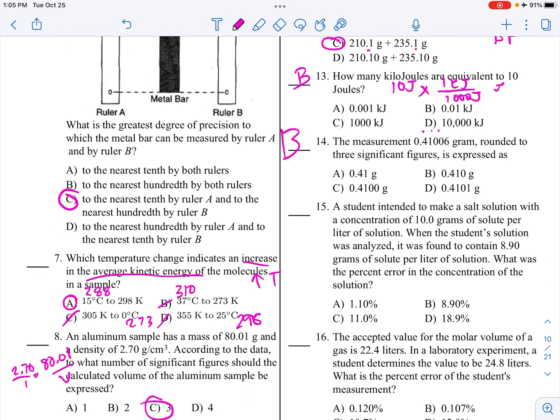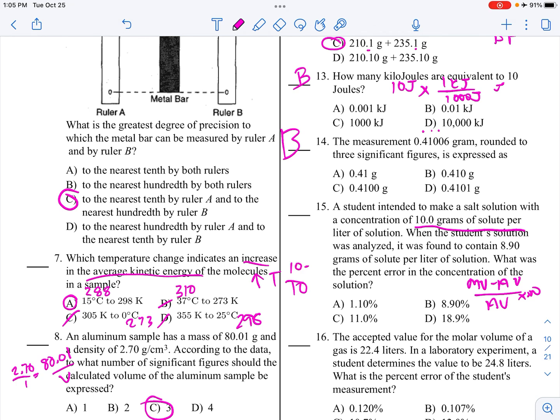Percent error. This formula is on Table T. A student intended to make a solution with 10 grams of solute. The student's solution was analyzed and found to contain 8.90. So percent error is basically subtract any way you want, then divide by your accepted value times 100. Our accepted is 10, and we found 8.9.